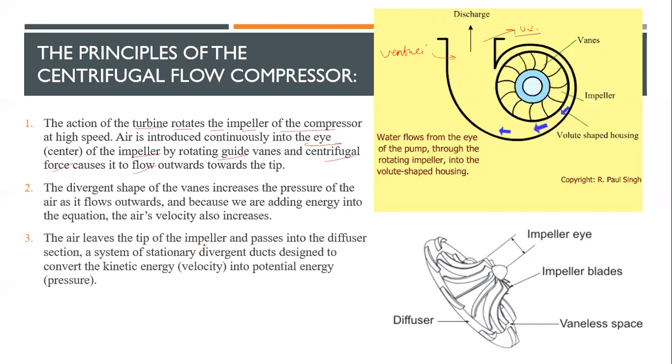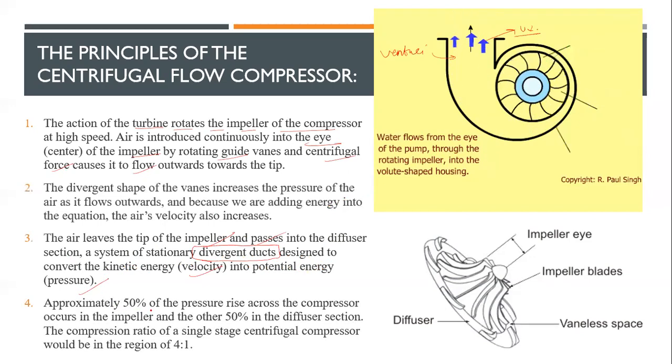The air leaves the tip of the impeller and passes into a diffuser, a system of stationary divergent ducts. I've already explained the divergent duct, so you can imagine what is happening in this. It is designed to convert the velocity into pressure. Approximately 50% of the pressure rise across the compressor occurs in the impeller, and the other 50% is in the diffuser itself. The compression ratio of a single stage centrifugal compressor will be 4:1. That means whatever air you introduced has become around 4 times the initial pressure.